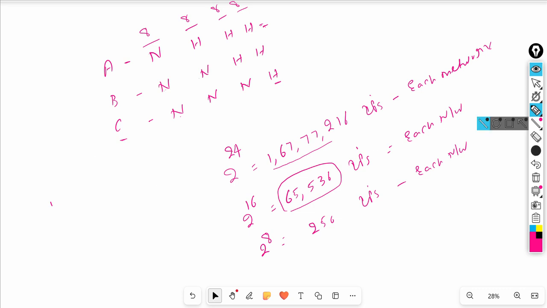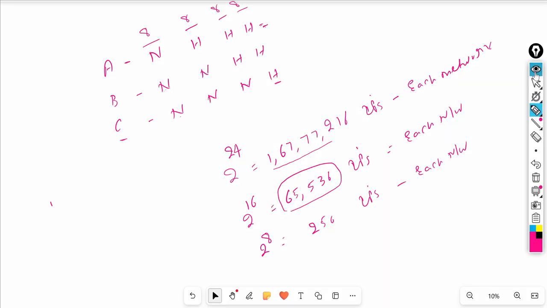The class C range is 192 to 223. If you take any number between 192 and 223, that is a class C address.